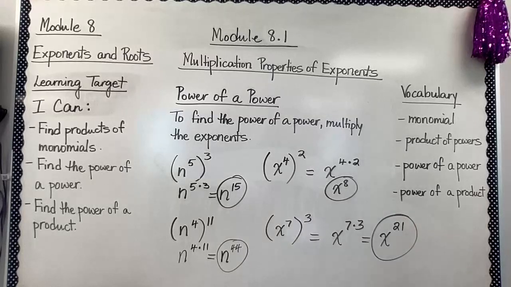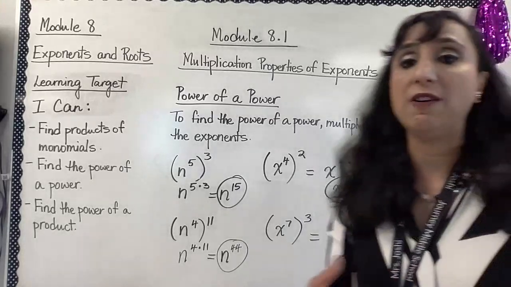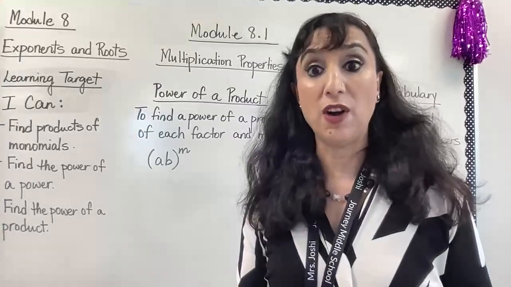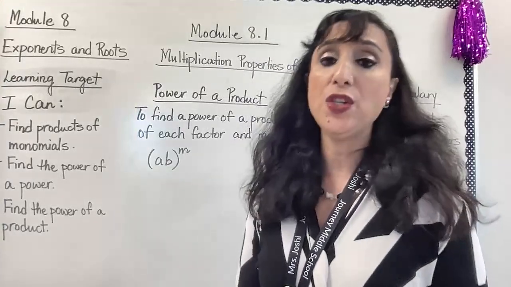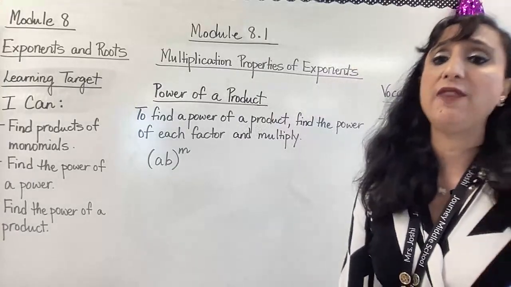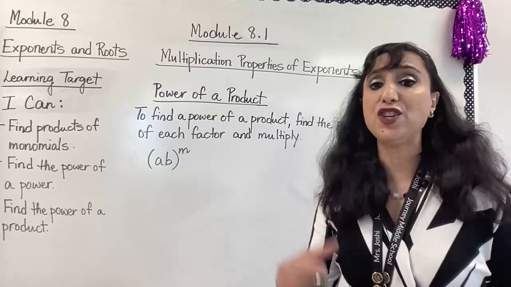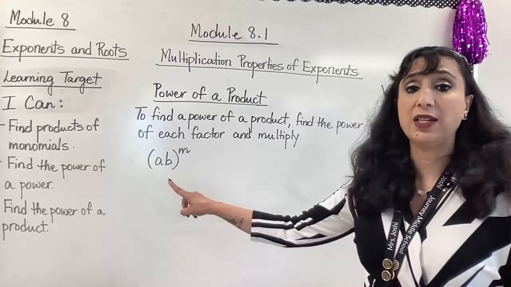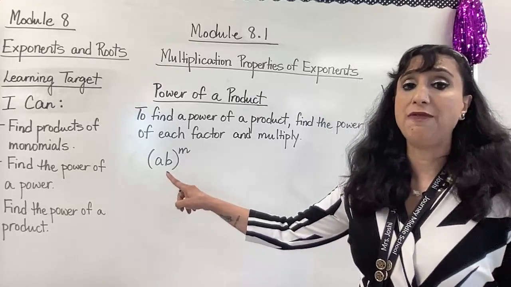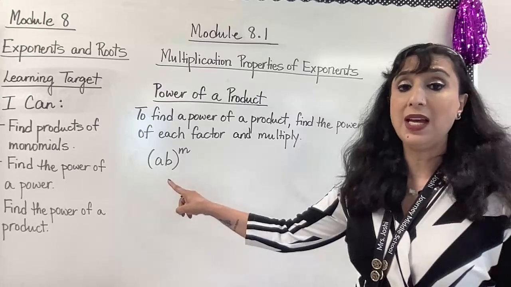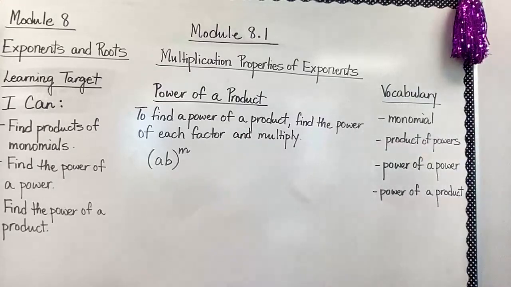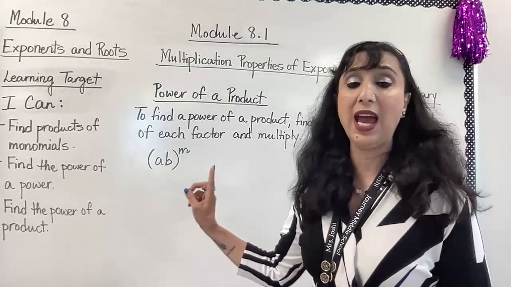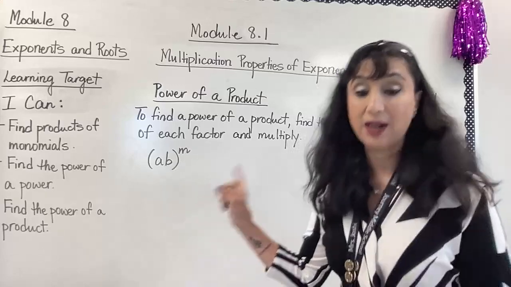All right, so let's do the last one, which is power of a product. To find the power of a product, we're going to find the power of each factor and multiply. For example, let's look at this one. We have the power of AB is m, right? So we are taking each factor. What are the factors here? We have the factor is A and the other factor is B, right?